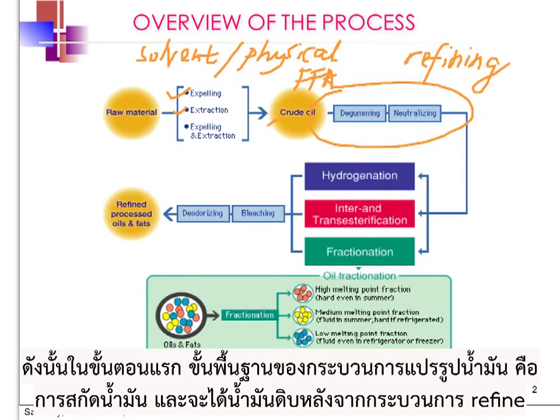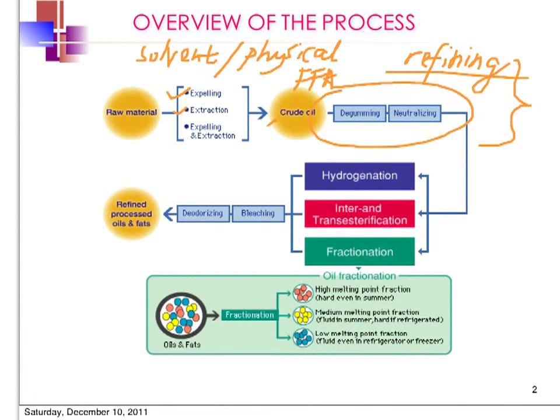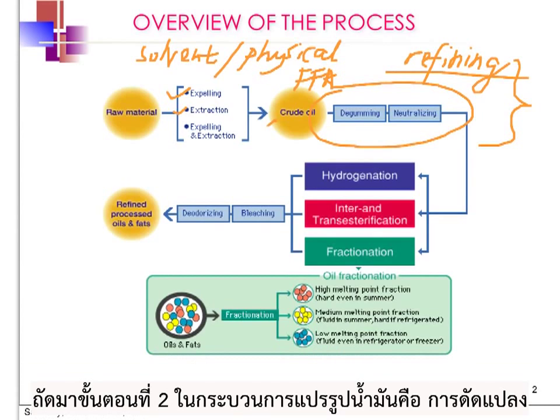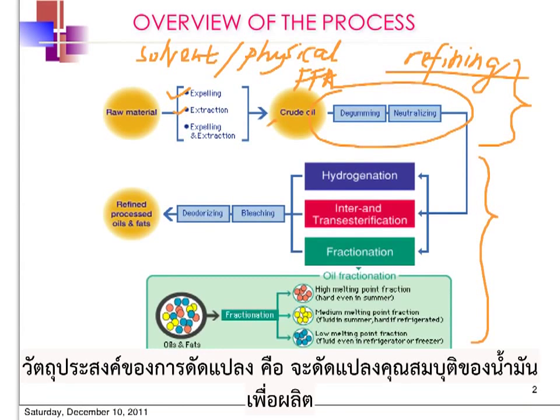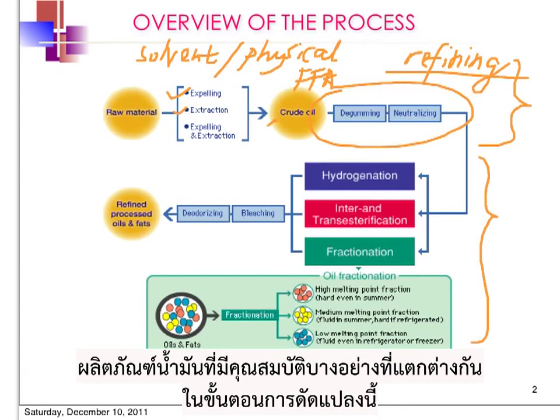So the first stage of the oil processing is to extract the oil to get the crude oil. Then after that, refining. Then the second major stage in the oil processing is the modification. The objective of modification is to modify the properties of the oil to produce oil products with different physical properties.